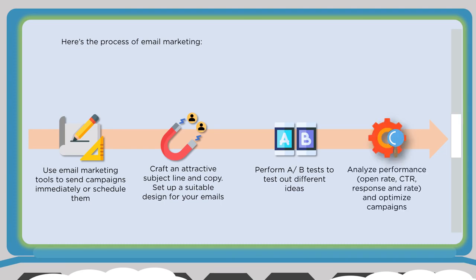And just like any other channel, whether it be affiliate or search engine marketing or organic search, you want to analyze performance. And in the case of emails, it's always about open rates. How many people are opening? Then how many people are clicking? And then how many people are actually responding? Are they converting or downloading or whatever it is you want them to do?